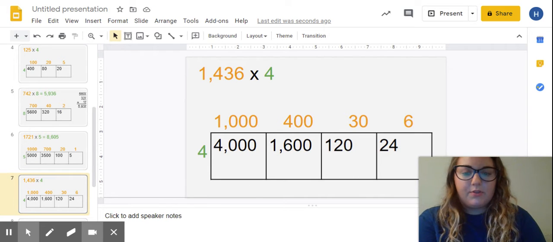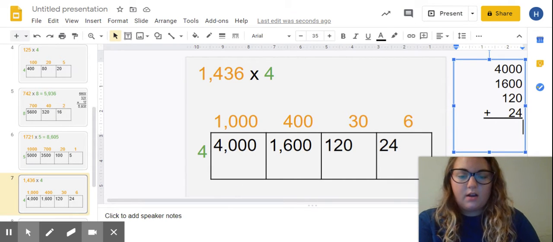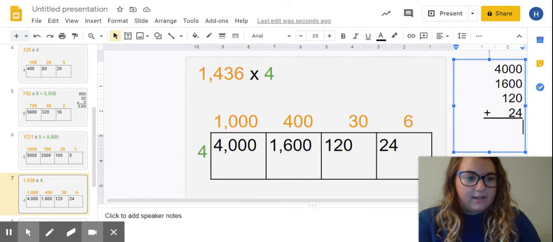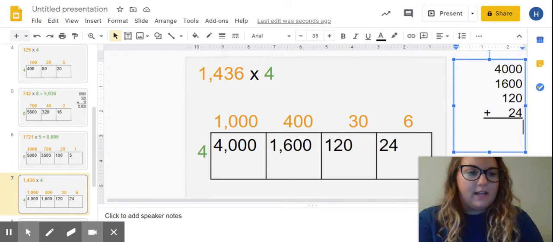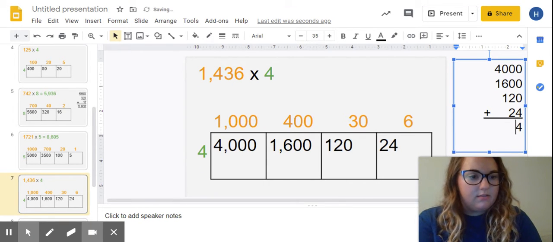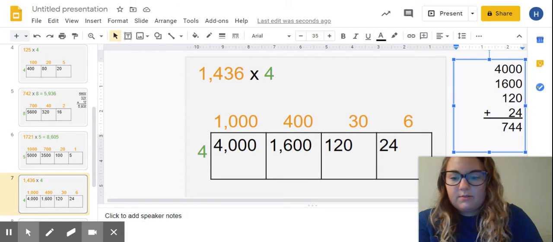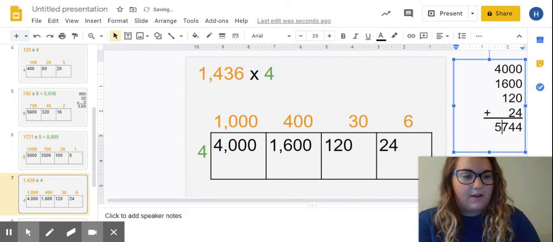Now I'm ready to start with the first box, line my numbers up, and I am ready to add. Okay, so here I have taken each box, starting with my first one. I have lined them all up. I'm ready to add. I'll add my ones place, which gives me 4. Adding my tens, which will also give me 4. Adding my hundreds together, 600 plus 100 equals 700. And finally adding my thousands. 4,000 plus 1,000 gives me 5,000.